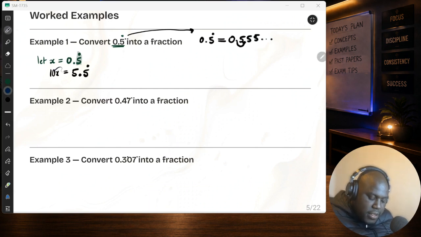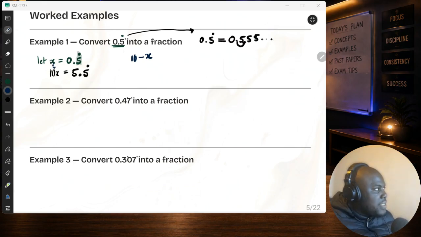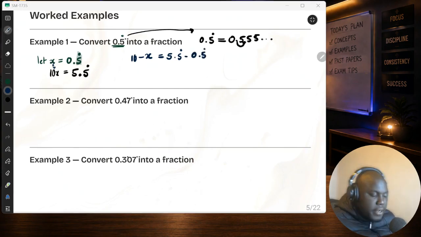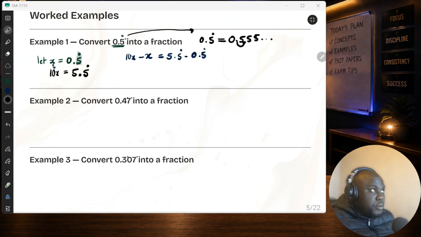So now you have x and 10x. What will you now do? You subtract them. You say 10x minus x. You subtract the left-hand side, the 10x and the x. It is going to be equal to, you subtract the right-hand side now, 5.5 recurring minus 0.5 recurring. So this is actually 10x, not just 10. 10x minus x is 5.5 recurring minus 0.5 recurring.